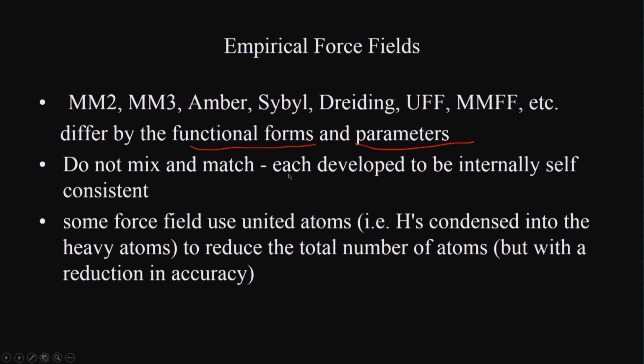So if I use MM3 for some molecules and AMBER for other molecules, I will get different answers, and it is completely wrong. Some force fields use united atoms. What do they do? They condense hydrogen with the heavy atoms to reduce the total number of atoms, but there is some reduction in accuracy. So instead of treating H separately and carbon separately, they may have a united atom which condenses H into the C, and they have parameters for it. There is a little bit of inaccuracy, but the number of calculations reduces dramatically.